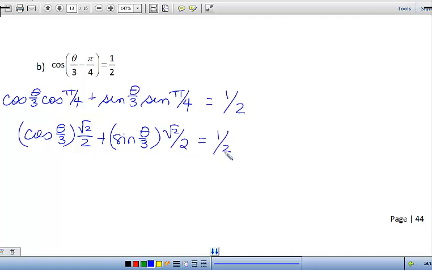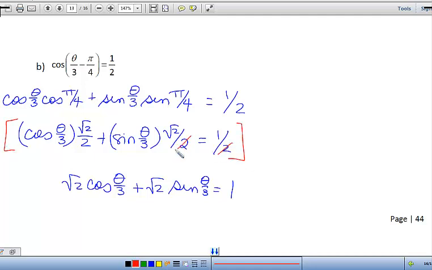The other thing I can do is multiply through by 2. So I get root 2 times cosine of theta over 3 plus root 2 times sine of theta over 3 equals 1. When I multiplied by 2 throughout, I was able to cancel these 2's that are on the bottom. And I see here where I can factor out a square root of 2.